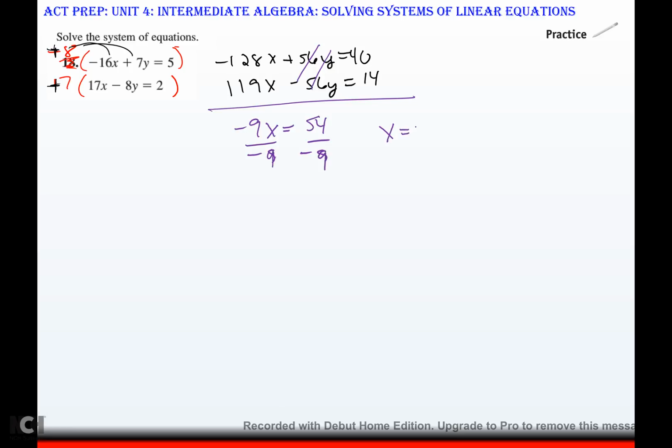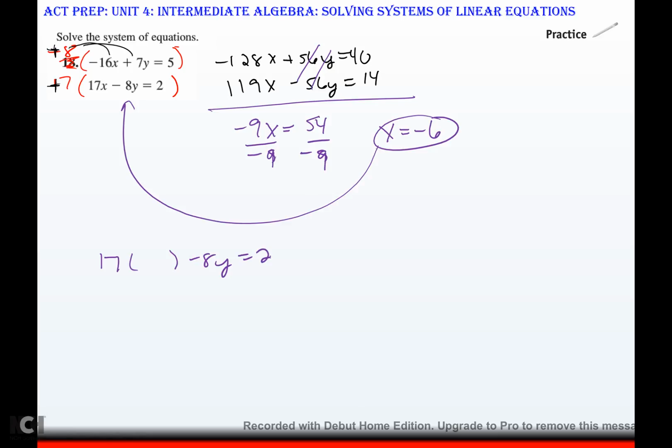And x equals -6. Okay, to solve, we're going to substitute back into one of the originals. So I have 17 blank minus 8y equals 2. I'm going to put -6 in the hole and simplify. That's -102 minus 8y equals 2.